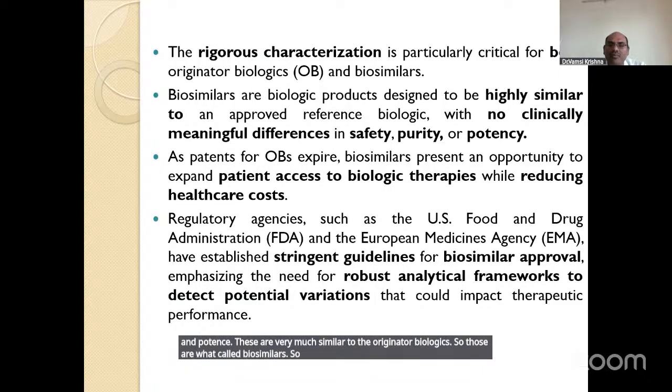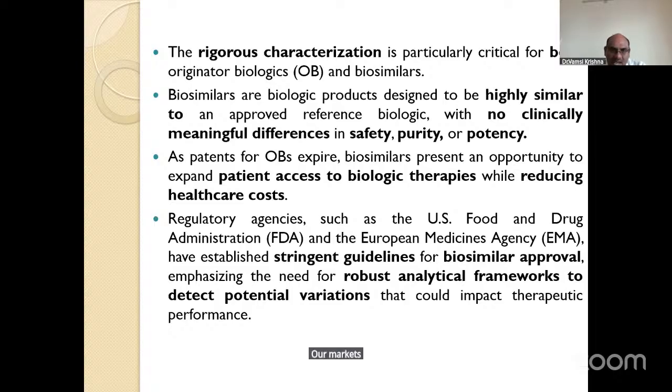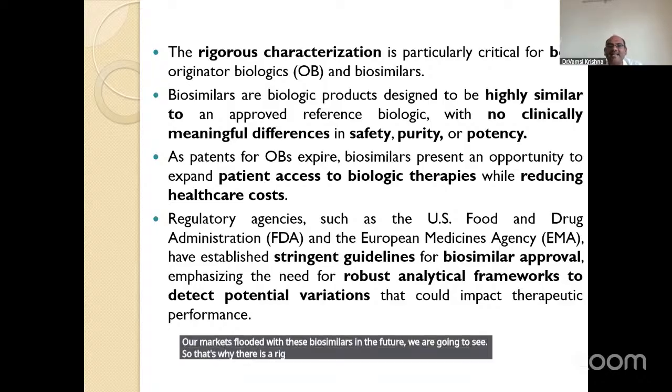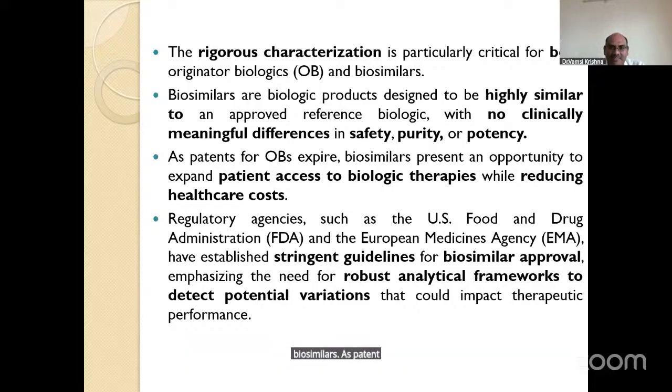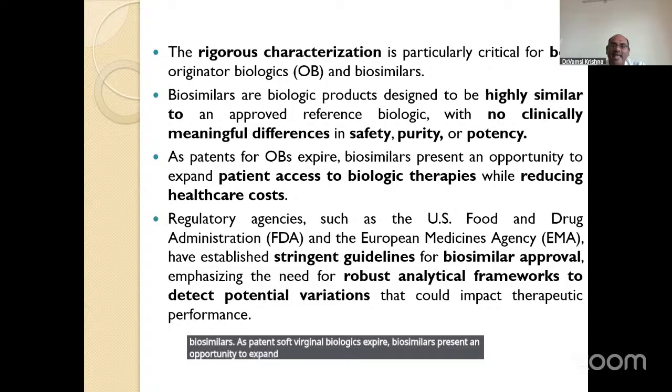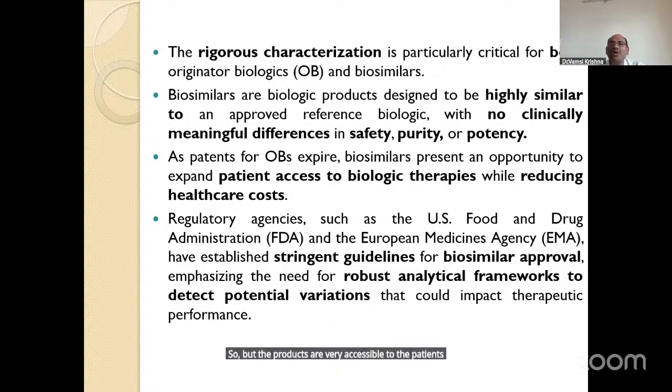Now our markets will be flooded with these biosimilars in the future. That's why rigorous characterization and analytical techniques are required to monitor the physicochemical and structural characterization of biosimilars. As patents of original biologics expire, biosimilars present an opportunity to expand patient access to biologic therapies while reducing healthcare costs. Due to the advent of biosimilars, the products are very accessible to patients, and the cost is also reduced.